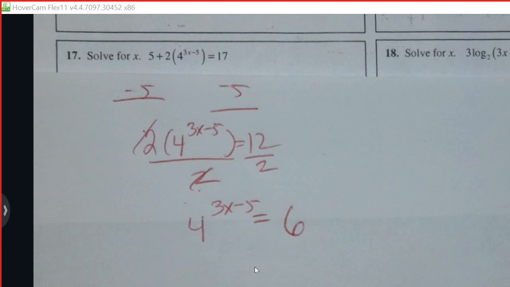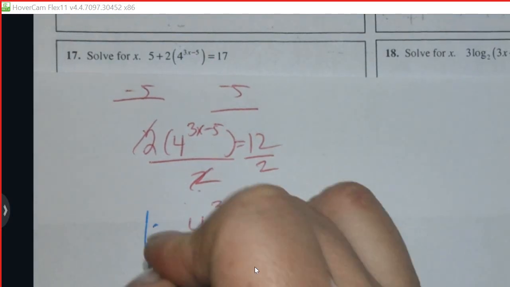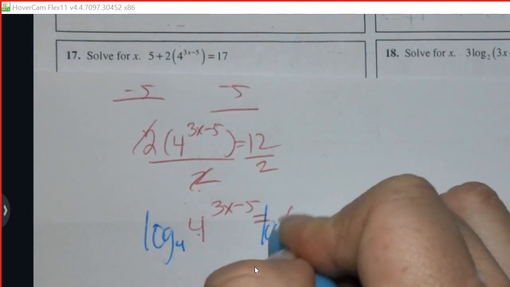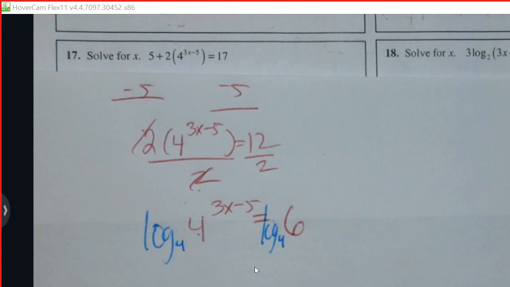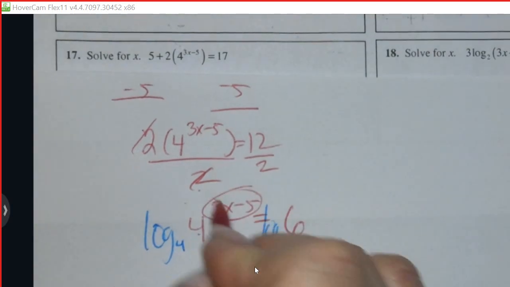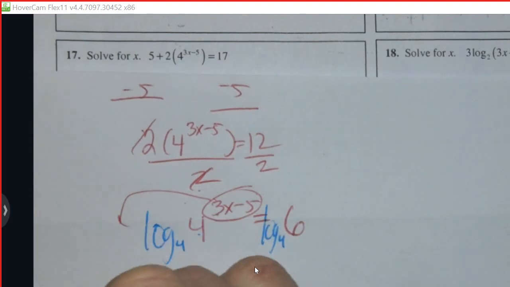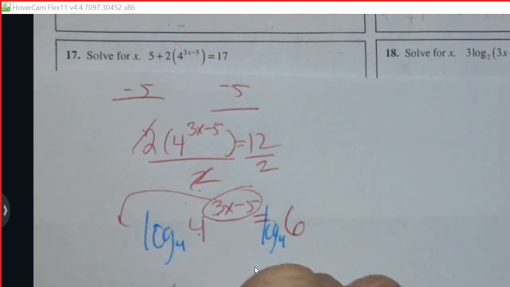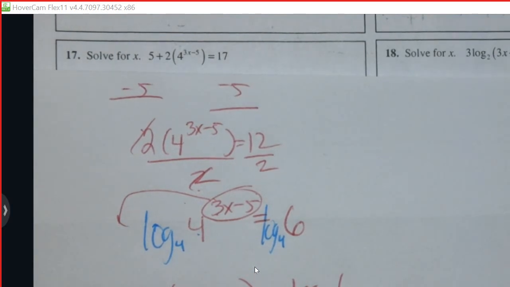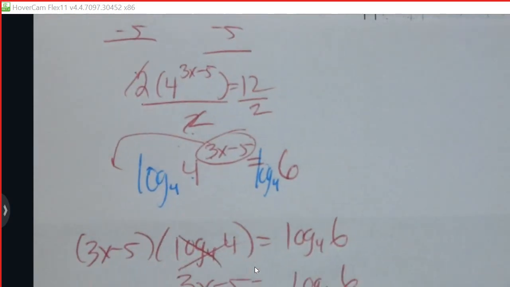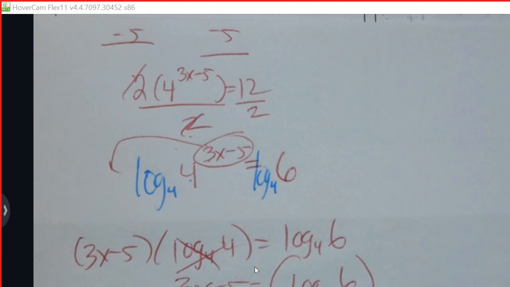So in this case, this is how logs work. I'm going to do what I want to get rid of. So log base 4, and whatever I do to the left, I must also do to the right. The exponent, whether it's just one number, a variable, or expression, is going to pop in front. 3x minus 5 times log base 4 of 4 equals log base 4 of 6. This equates to 1, and 1 times this quantity is still 3x minus 5. I don't know what log base 4 of 6 is, so I'm going to get this answer, but I'm going to do that later on.